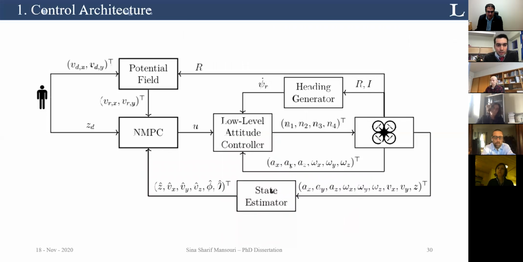The architecture that we use is that we have a potential field that uses the ranges to find the velocity references for the NMPC. Here, due to uncertainties in the position, we propose the concept of floating object, which means that the NMPC is going to use altitude, velocities in X, Y, Z, and roll and pitch as states. Then this provides the control input for the low level, with the same approach as before. And we also have this heading generator part that, based on the ranges or images, provides heading rate commands for the UAV to look at the open areas.